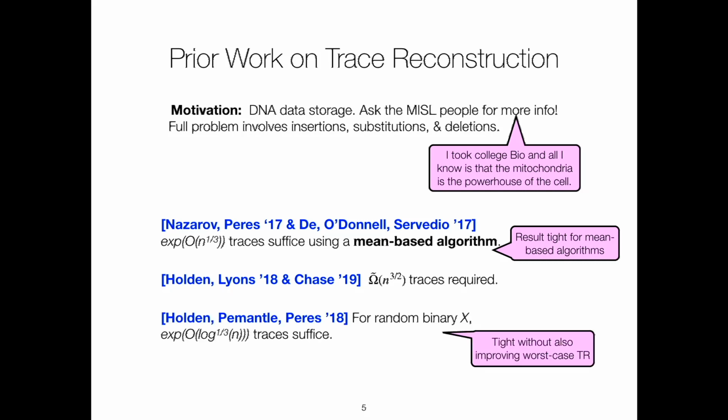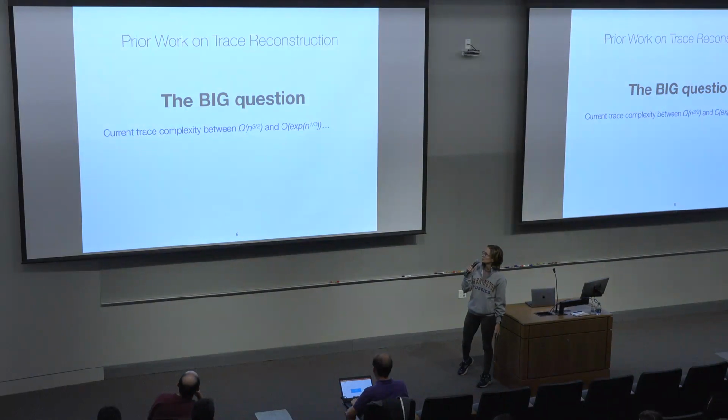And that's for arbitrary worst case strings. If you assume that you sample the string randomly, then we know that exp((log n)^(1/3)) traces suffice. So the important thing to really get out of that is that we know that the trace complexity is somewhere between n^(3/2) and exp(n^(1/3)).